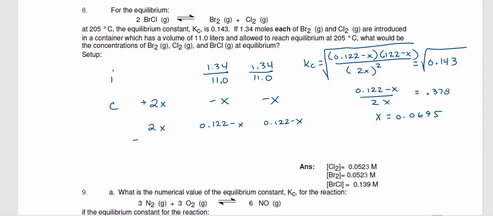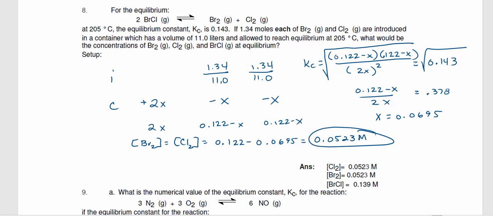So now I can calculate my concentrations. And I calculate the concentration of my bromine and my chlorine. They're going to be equivalent at equilibrium as 0.122 minus my x value, which is 0.0695. So the concentration of bromine and chlorine at equilibrium is 0.0523 molar. Now the concentration of my BrCl, on the other hand, is going to be equal to 2 times my x value, 0.0695. So I have a concentration of 0.139 molar.